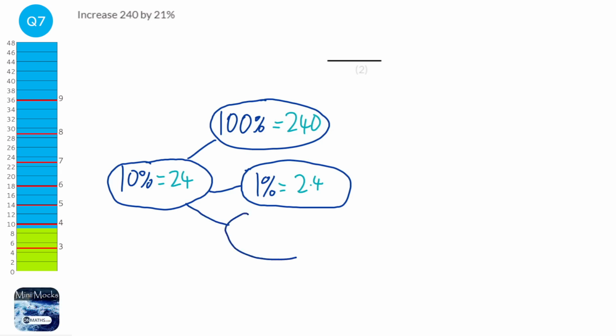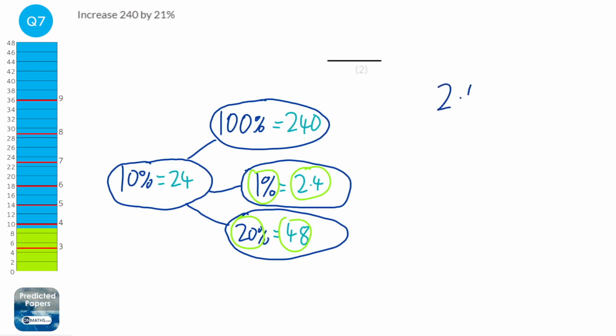And then we need to find out what 20% is. And 20%, we just double the 10%, so it would be 48. And so 21% is this plus this, because 1 plus 20 is 21. So we add these together, so 2.4 plus 48. Probably don't need to do this formally, we can do this in our heads.